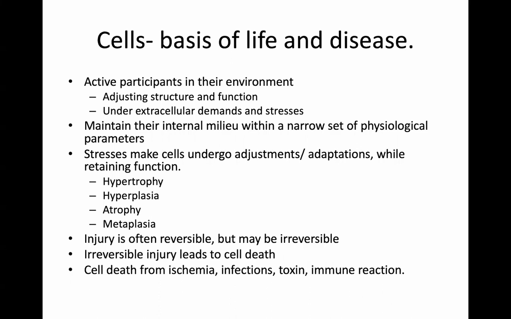And then, of course, adaptation is not perfectly elastic. It means that at some point, the cell will become injured. It will become irreversibly injured, and it will die. So what are those processes that happen to make cells pass through such changes?